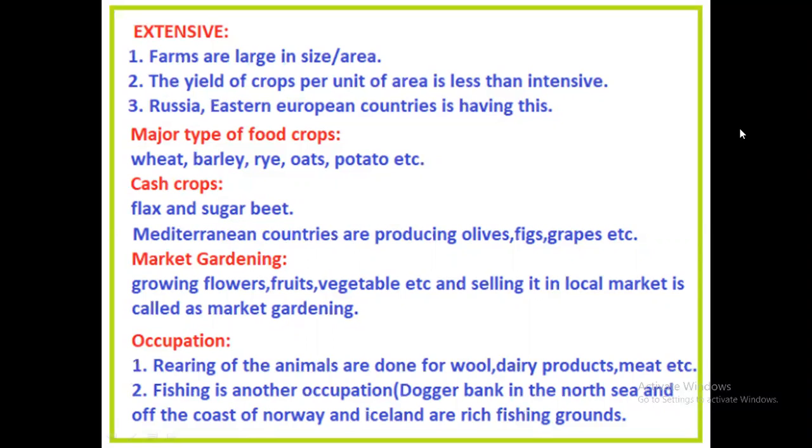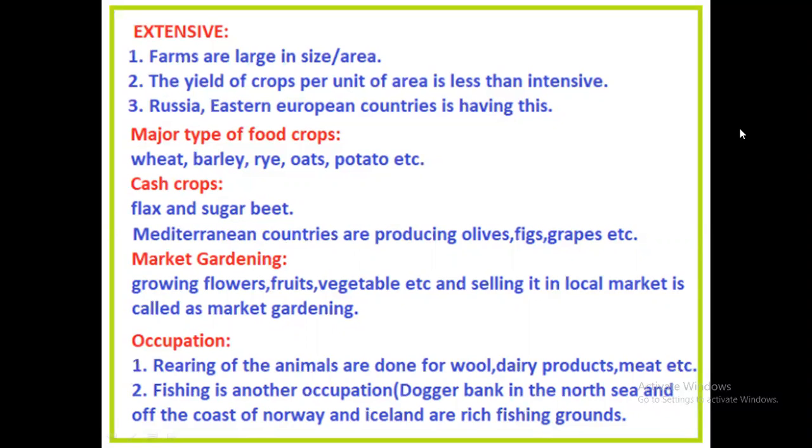Talking about market gardening, as we had discussed a moment back, growing of flowers, fruits and vegetables at the same time so that they can be sold in the local market for profit is called market gardening.